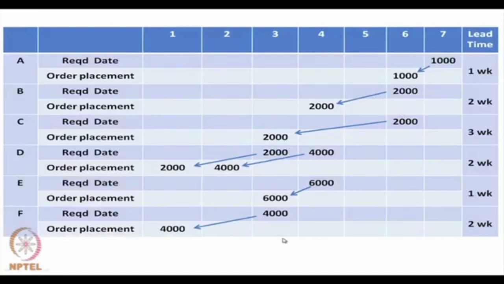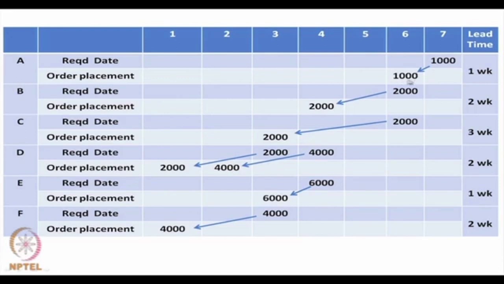Now, we saw this in this form. A, B, C, D, E, F are the parts, final assembly, two subassemblies and different parts. We need to have A 1000 units and it has a lead time of 1 week. Therefore, order for item A must be placed 1 day before, that is on 6th of August.